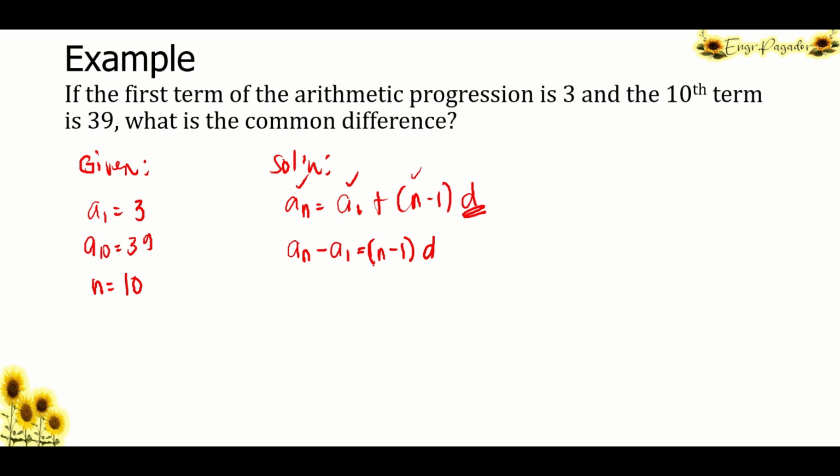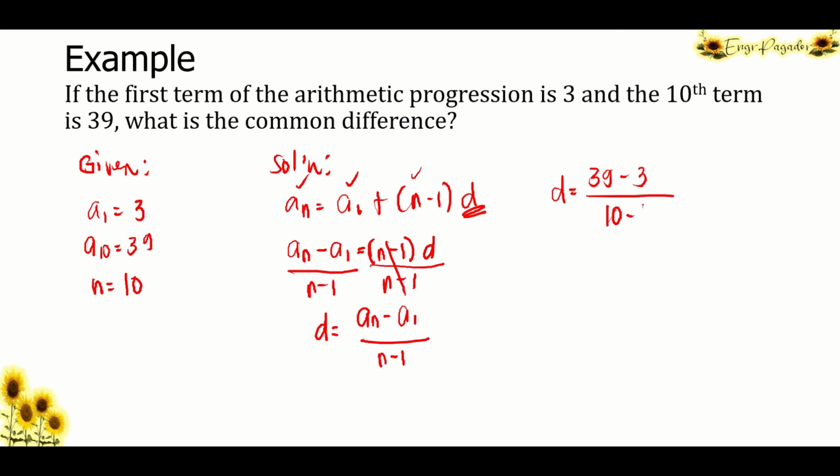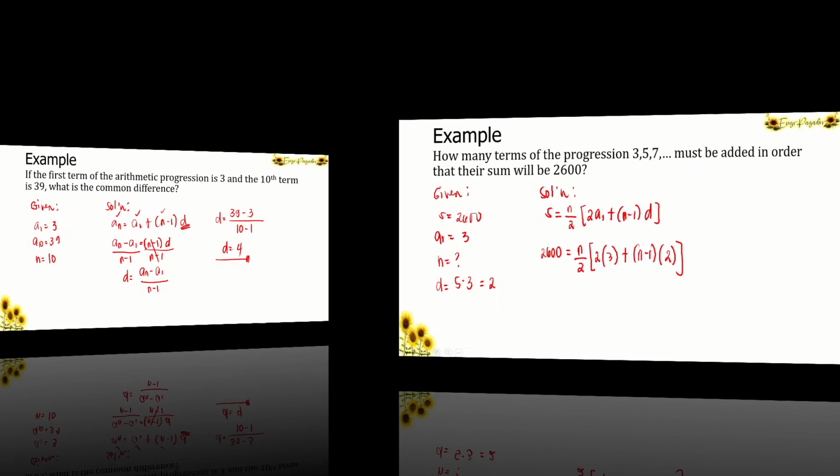Now, we are going to get the value of d. So, ang gagawin natin dito is to eliminate n minus 1. And to do that, we are going to divide both sides by n minus 1. So, therefore, the formula for the common difference will be a sub n minus a sub 1 divided by n minus 1. So, substituting the given values to the formula, this will be equal to 39 minus 3 divided by 10 minus 1. And that will be equal to 4. Okay, so you can compute this one on your calculators.